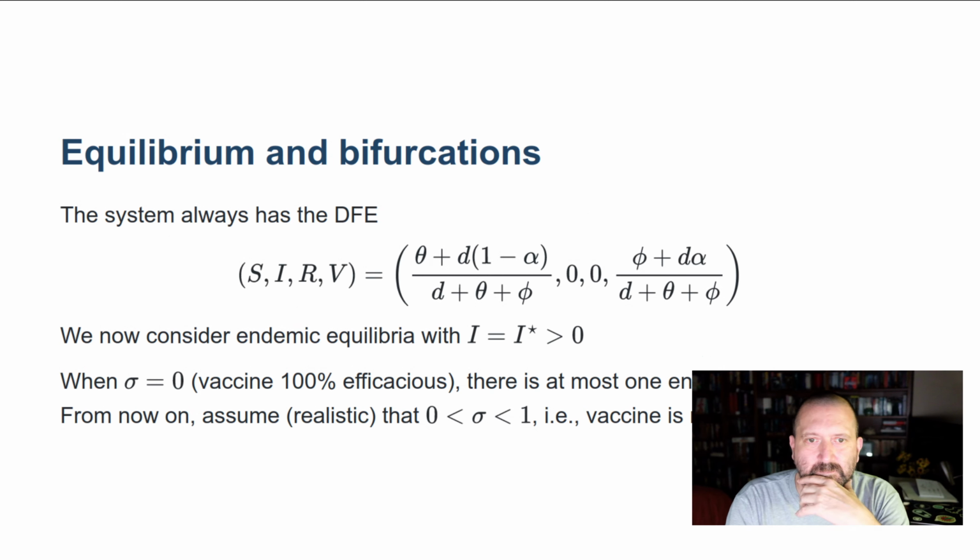Okay. When we look at the equilibria, we find the following. We find that there's always a disease-free equilibrium, which looks like this. So some of the population is susceptible, some of the population is vaccinated, and we want to find endemic equilibria. So we have a disease-free equilibrium, but now we want to look at endemic. When the vaccine is 100% efficacious, then there's at most one endemic. But suppose it's not 100% efficacious.